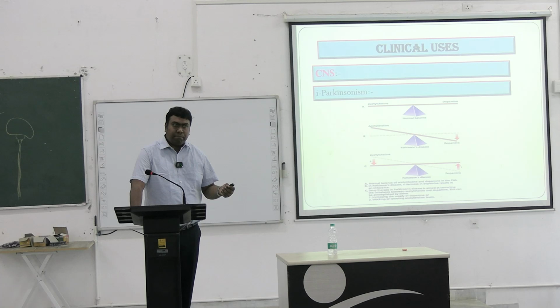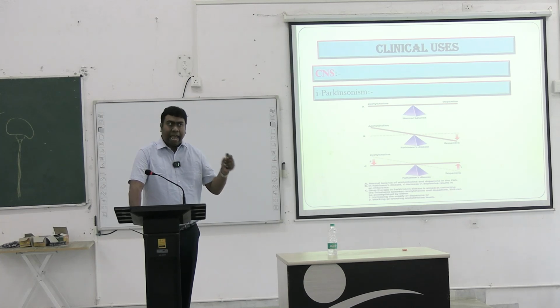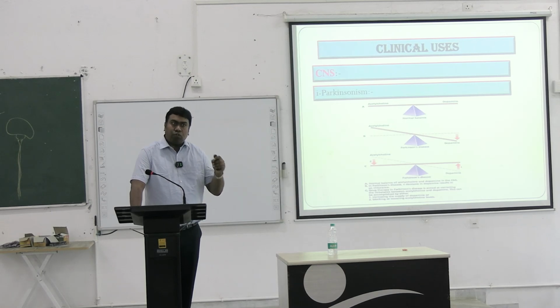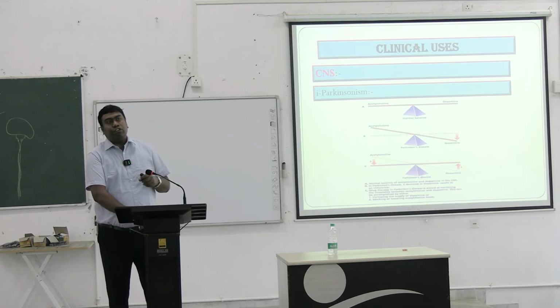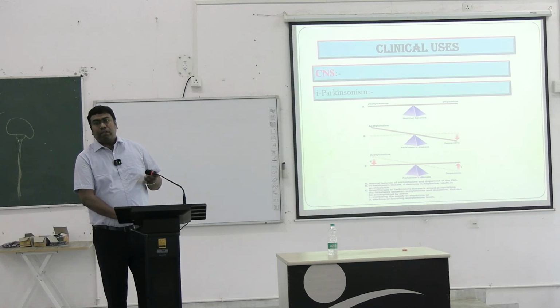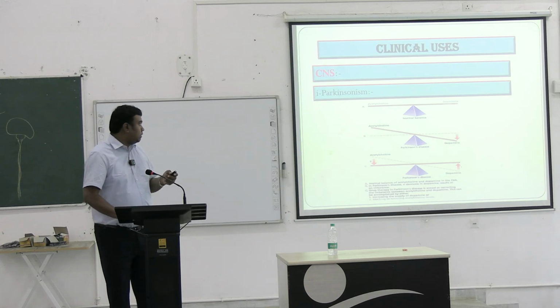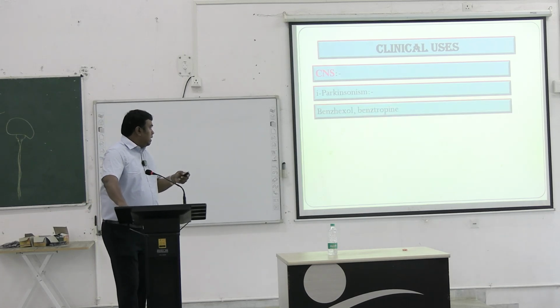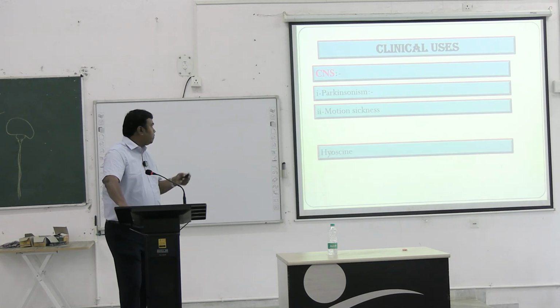Which type of Parkinsonism? It is a first line drug for drug-induced Parkinsonism. The name of this drug is benzoxazole, a centrally acting anticholinergic. It also has a role in idiopathic Parkinsonism, but it is not first line. The first line drug for idiopathic Parkinsonism is levodopa and carbidopa. Clear? Motion sickness and Parkinsonism.